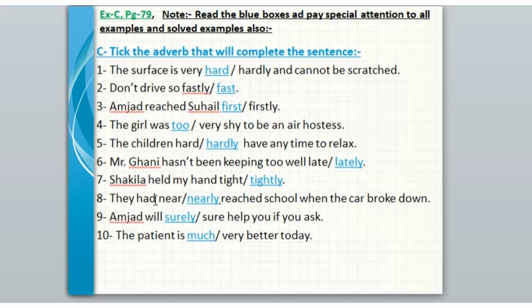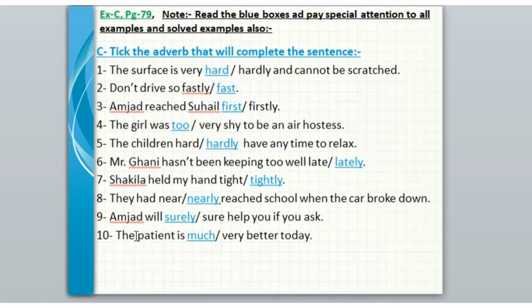Number 8. They had nearly reached school when the car broke down. It should be nearly. They had nearly reached school when the car broke down. Nearly means very close. So you will put a tick on top of nearly. Number 9. Amjad will surely help you if you ask. Amjad will surely help. So you will put a tick on top of surely.